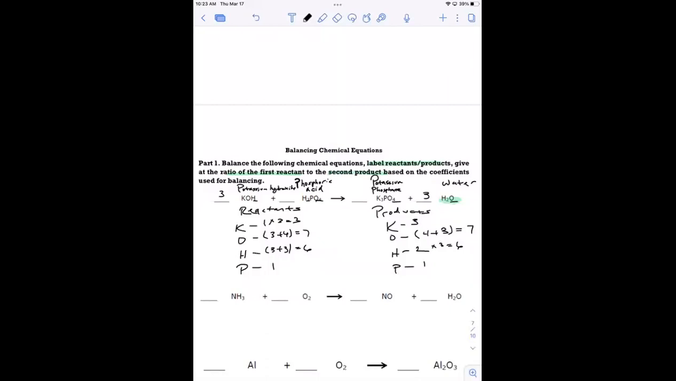All right, so let's answer that last question. What's the ratio of the first reactant and the last reactant? So I had that KOH highlighted earlier. Let me highlight it again. So KOH and water, what's the ratio between those two?